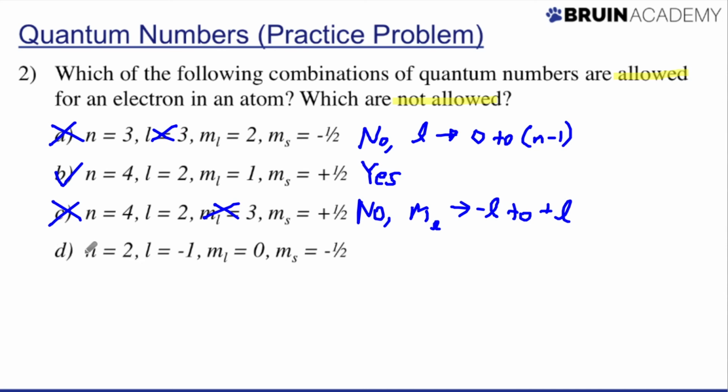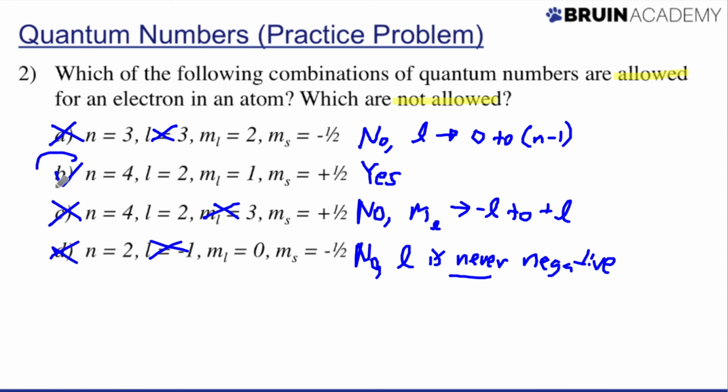And then we look at D. N equals 2. Okay? And then they tell us L equals negative 1. So then what you should be thinking is, can L ever be negative? Remember that L ranges from 0 to n minus 1. L is never negative. All right? So that's a rule you should also remember. So no, L is never negative. And so D will also not work. So the only choice that works is answer choice B.